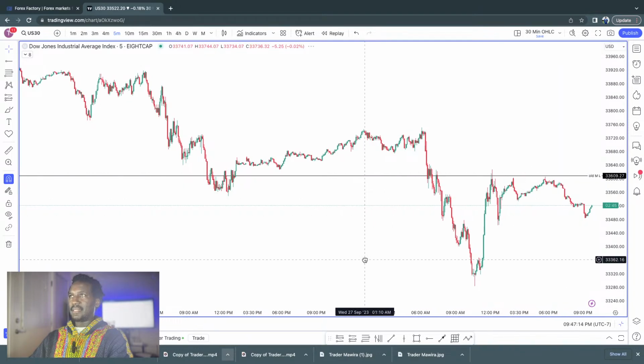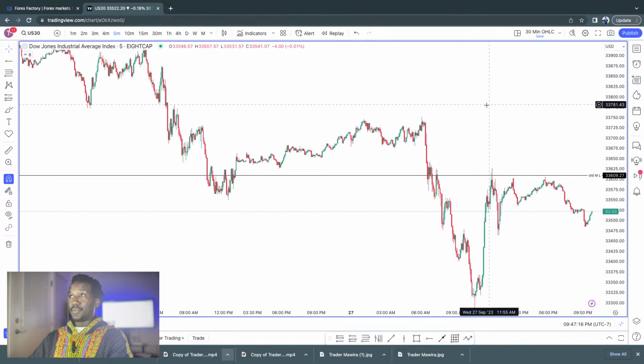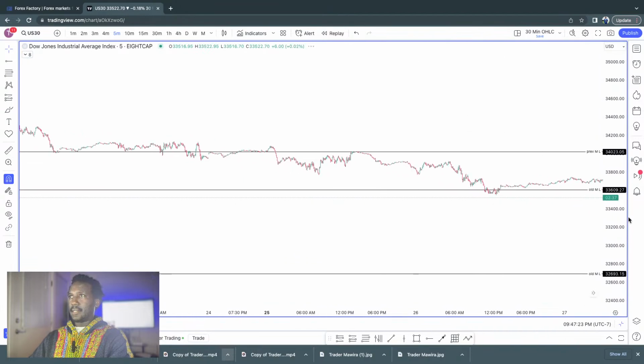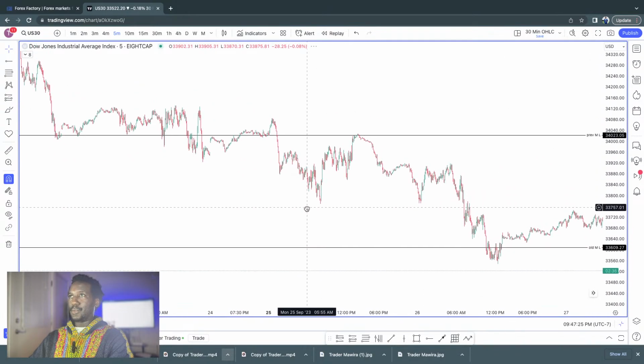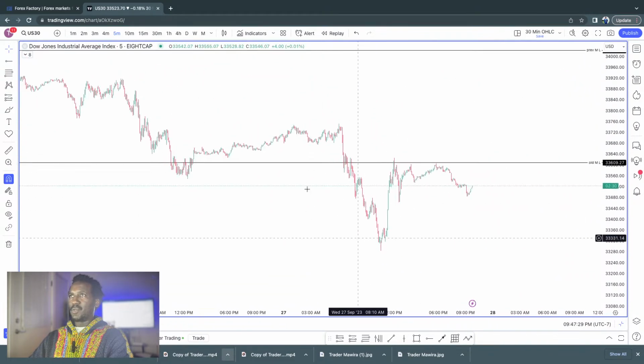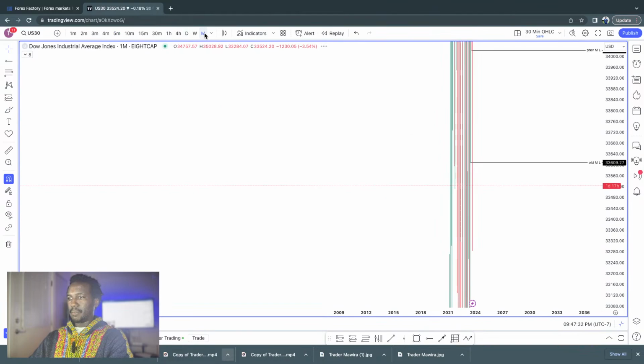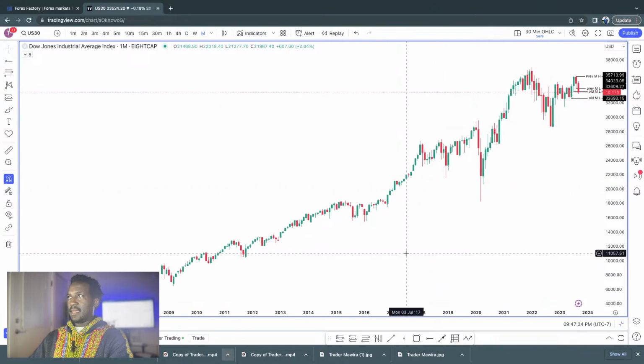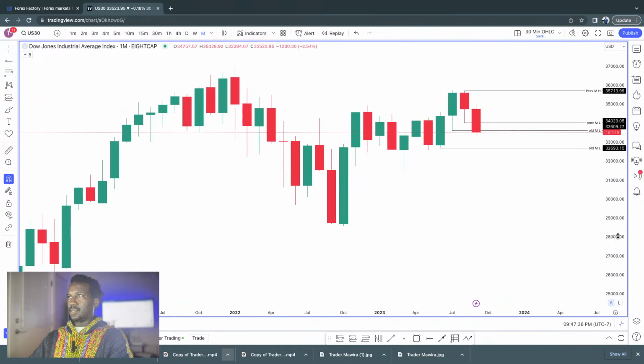So old monthly, and already you can start seeing the kind of reaction that is happening around those zones, right? And you can see the previous monthly low. Look at that. See, that is what we want to have when you go to a lower time frame. So let's go back to the monthly time frame, right? And I think that's it.